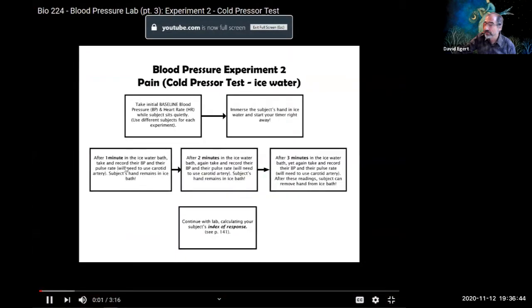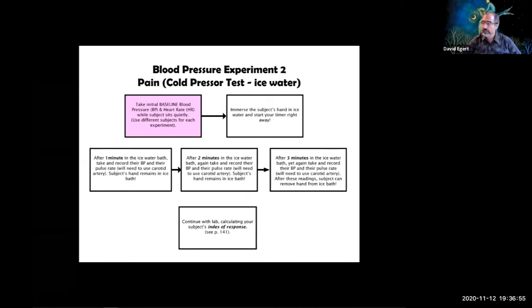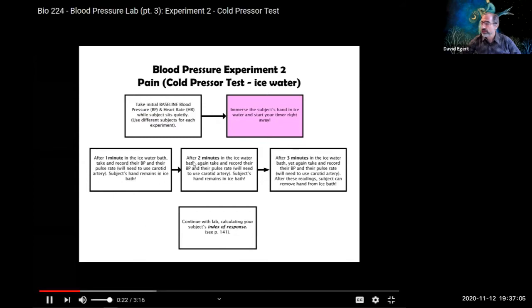All right, here's an overview of the cold pressor test part of our blood pressure experiment. You'll start by taking an initial baseline reading of your subject's blood pressure and heart rate. And again, pulse rate and heart rate are the same here. Immerse your subject's hand in ice water and start your timer right away. Make sure that the water and ice are in equilibrium so we know it's 0 degrees C.